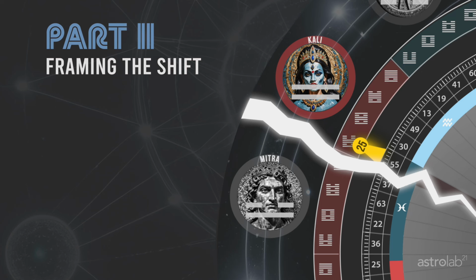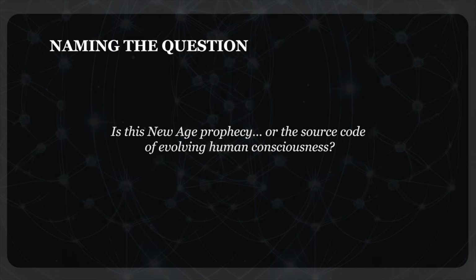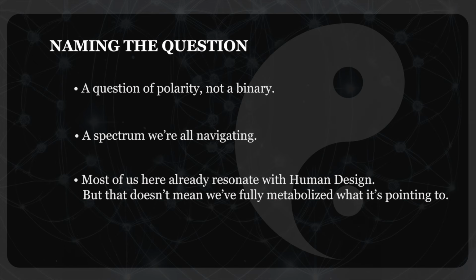Okay, so how do we frame this shift? My question as I approach this is, is this a New Age prophecy? Or is this the source code of evolving human consciousness? Right? So that's the framing here. And as I say here, that's not a binary, that's a polarity. Right? We're very familiar with polarities in human design and astrology, that the whole wheel is based on this concept of polarity. But this is a spectrum we may all be navigating. Some of us may be on one side or the other, right?